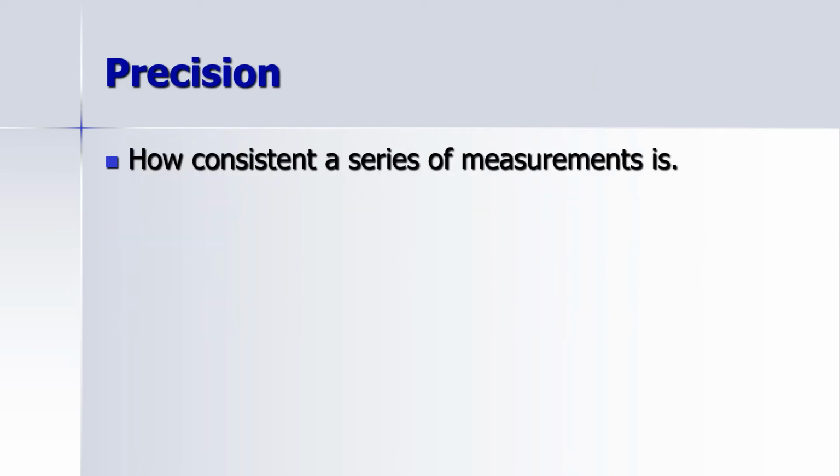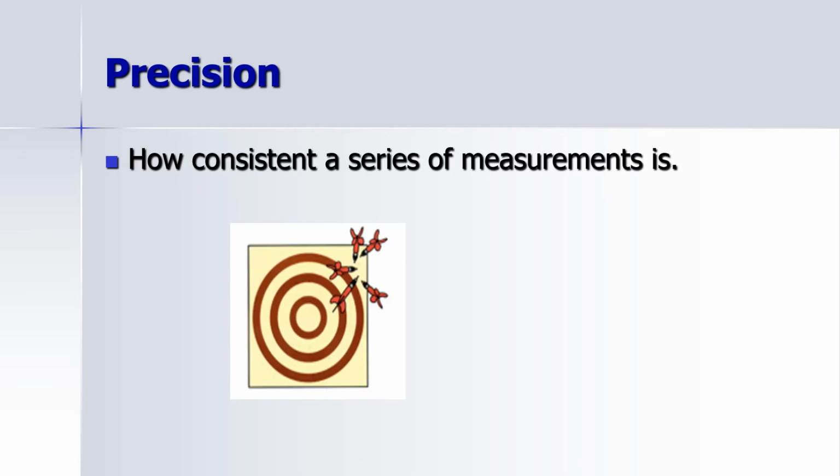So let's quickly look at some examples of precision. Here we see this picture. As you can see, all of these arrows are very close to each other, but they are not close to the target. The target should be in the middle. So when they are close to each other, that means they are very precise. They have a high precision, but because they are not close to the actual value, they have very low accuracy.